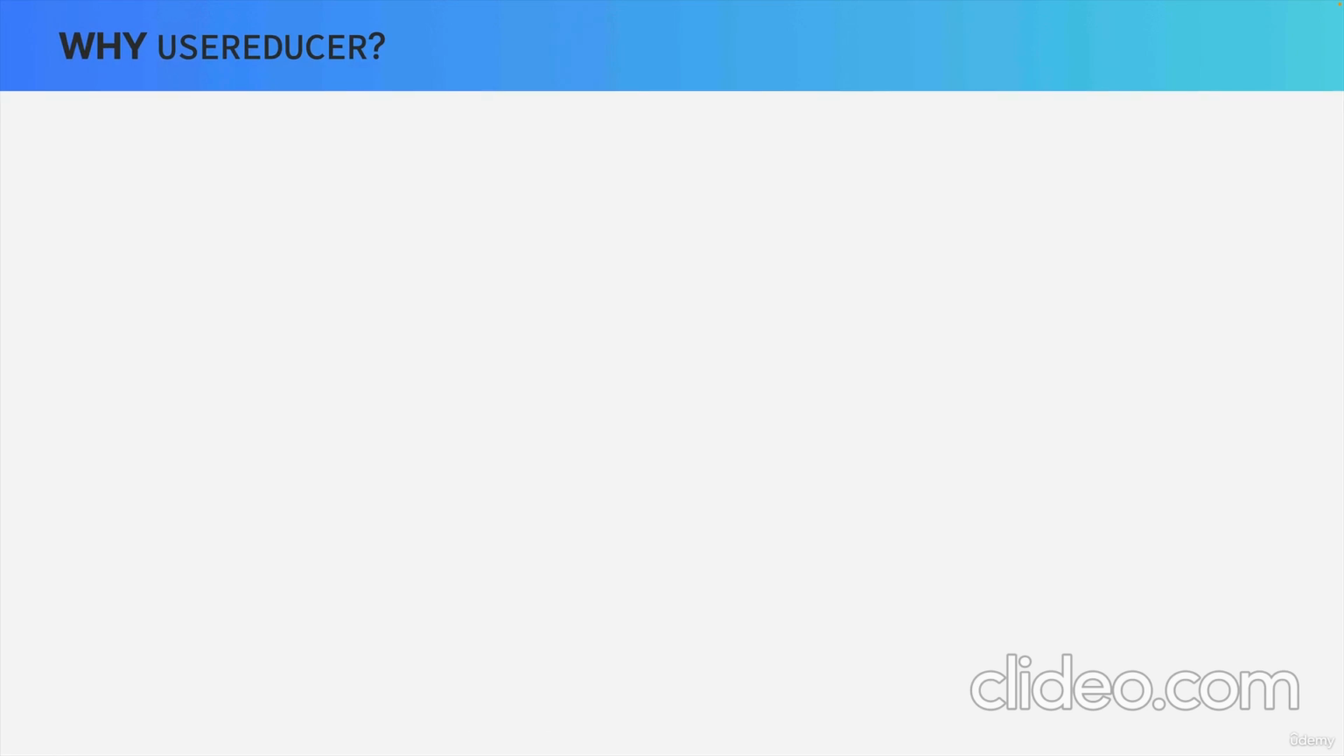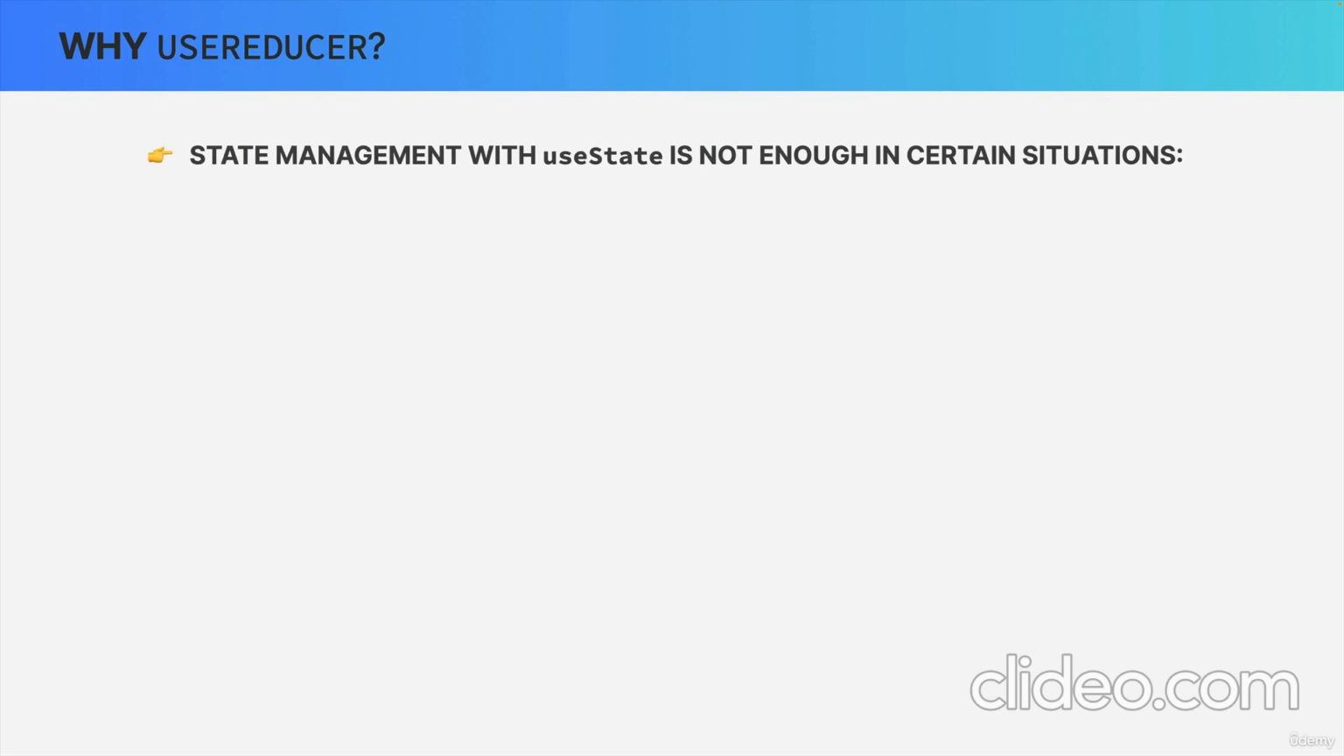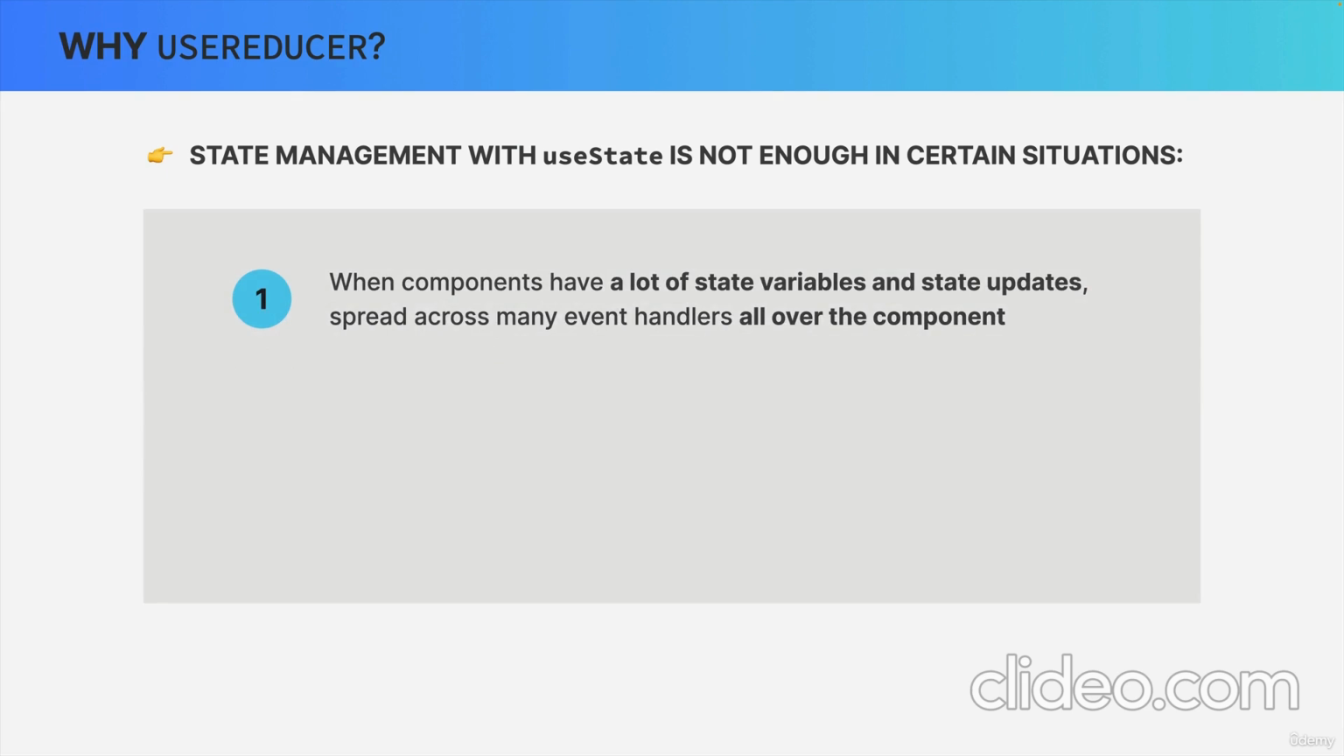So up until this point, we have been using the useState hook to manage all our state, right? However, as components and state updates become more complex, using useState to manage all state is, in certain situations, not enough. For example, some components have a lot of state variables and also a lot of state updates that are spread across multiple event handlers all over the component, or maybe even multiple components. And so this can quickly become overwhelming and hard to manage.